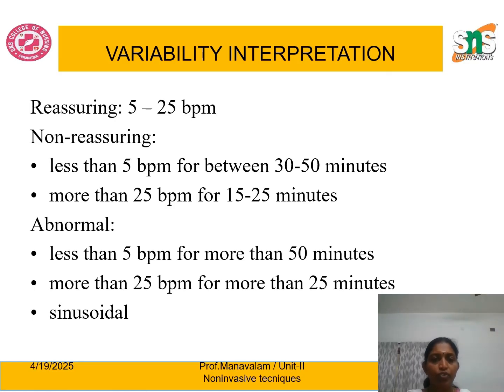It is less than 5 beats per minute for 30 to 50 minutes, or more than 25 beats per minute for 15 to 25 minutes, then it is considered as non-reassuring. So the fetus needs some immediate attention to save the life of the fetus.